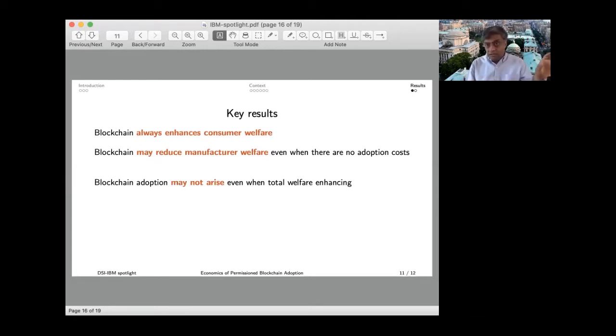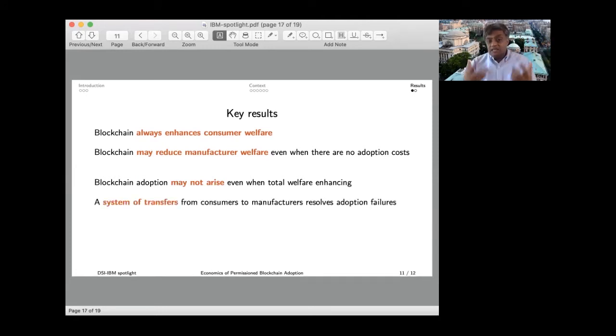So if you go back to that simple example of the game that I gave you, the two players are the two manufacturers. The third agent, not player, who doesn't make a decision, is actually the consumer. All the benefits accrue to the consumer, and unless they're willing to share, the players, which are the manufacturers, will not adopt. And a system of transfer from consumers to manufacturers can resolve adoption failures, and in the paper, we clearly indicate that.